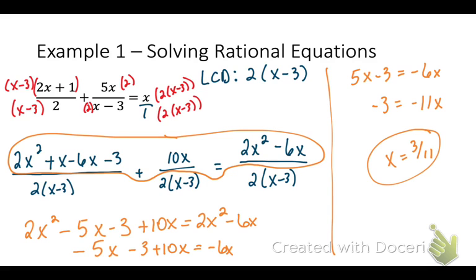Okay, now we need to check to see if our solution is excluded from the domain or not. So looking back to my original problem, whenever I look at the denominator, the only place that I have an x is for x minus 3. So my restricted value, or the number that x can't be, would be 3. And that's not what I have here, so this is my answer.